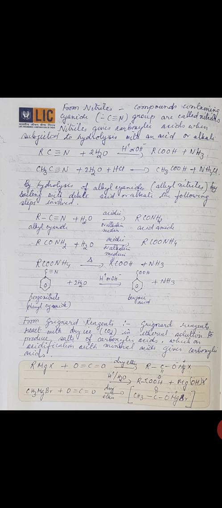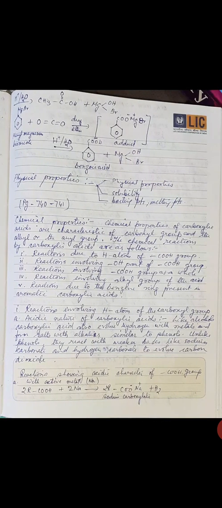So methyl magnesium bromide reacts with carbon dioxide in the presence of dry ether and gives the addition product, and this on hydrolysis gives the acid, that is CH3COOH, acetic acid, plus MgOHBr. Same as phenyl magnesium bromide reacts with carbon dioxide in the presence of dry ether and gives the addition product, that is benzene ring with COOMgBr. This on hydrolysis gives benzoic acid plus MgOHBr.